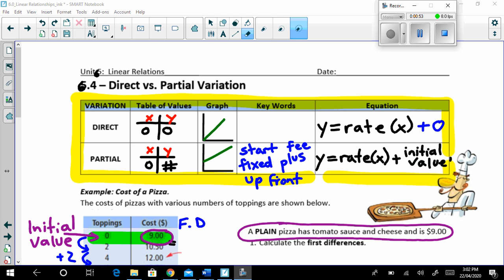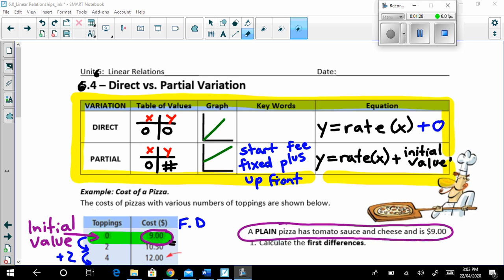So when you have a table of values, direct variation will start at 0, 0, or will imply that it would start at 0, 0. And you can see that in the graph as well. My mouse isn't working today, so you're just going to have to take my word for where we are. Whereas partial variation will always have the x value be 0, and then the y value will be a number. And you can also see that on the graph where the line does not start at 0, 0. Okay, there's some keywords that you're dealing with, partial variation.